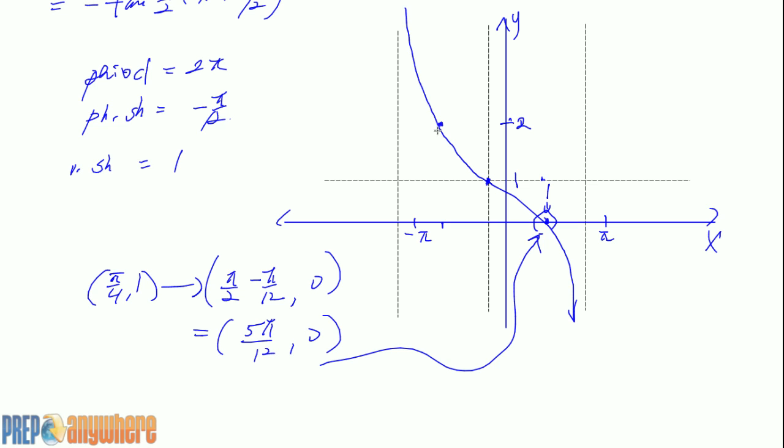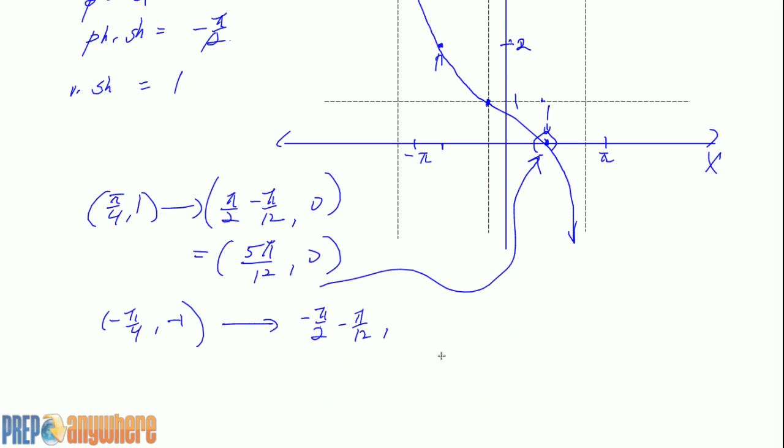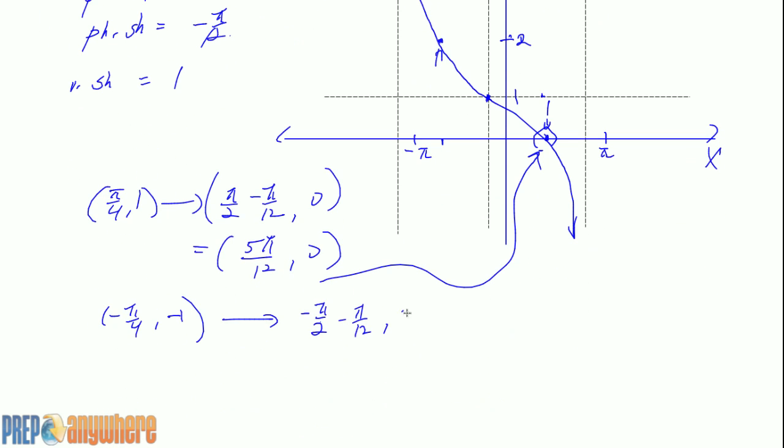Okay, you can do the same thing for this one too. It's negative 1, right? Okay, so that's that location.